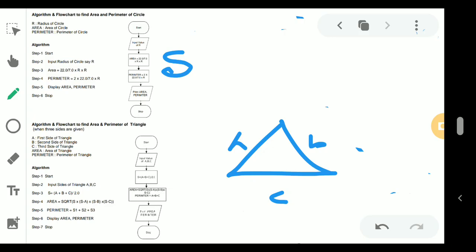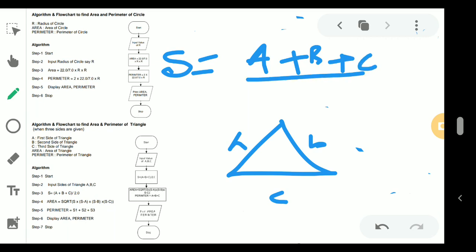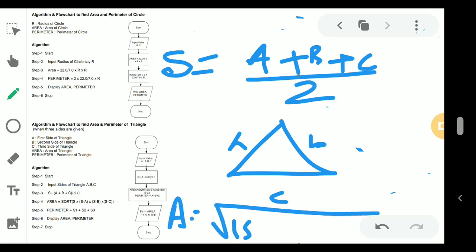To find the area, first we need the semi-perimeter S. How will we find S? It is the summation of A plus B plus C divided by 2. If we get S's value, then we can find the area. So the area is the root of S into S minus A into S minus B into S minus C. You can also write it in this way. First we have to find the S value.